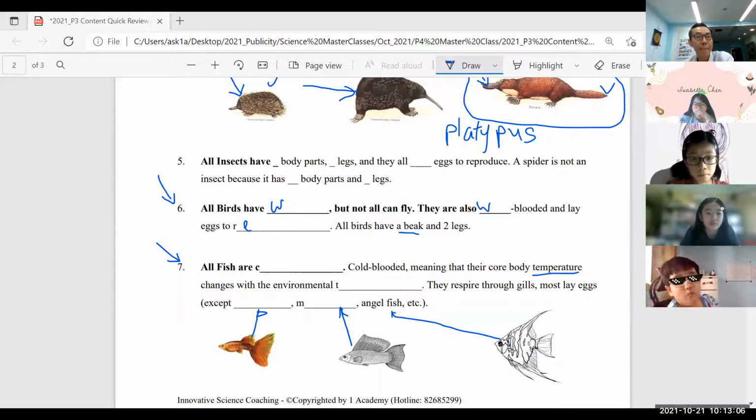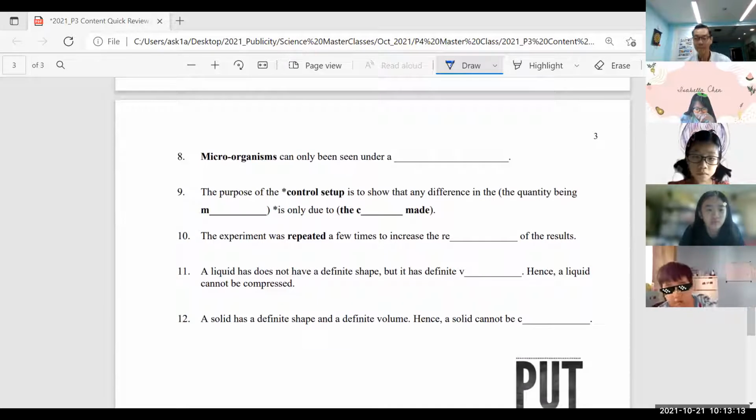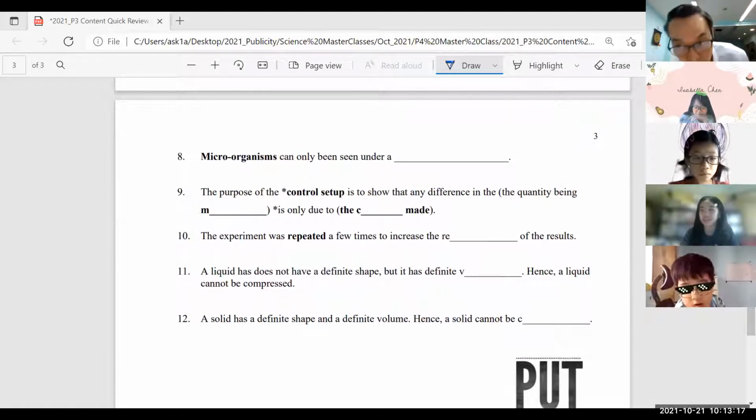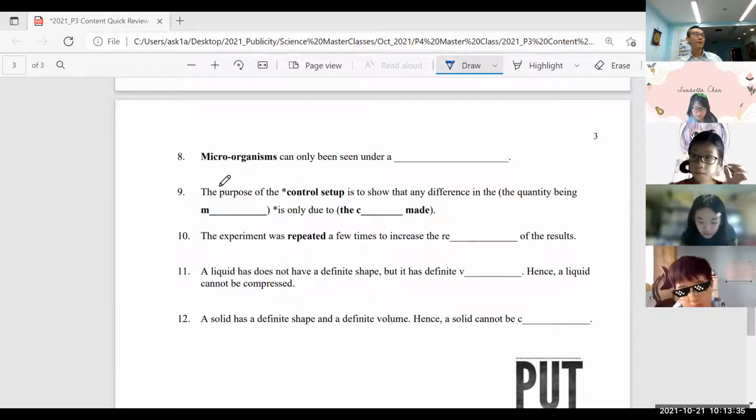Whose turn to read now? Okay, maybe I ask Isabella. Can you do number 8 and 9? Number 9 I skipped. Number 8 you do. Number 11 and 12 I know. 8, okay, what's the answer? Under a microscope. Yeah, correct. Okay, how about 9? No, 9 and 10 I didn't do. Only did 11 and 12 yet.